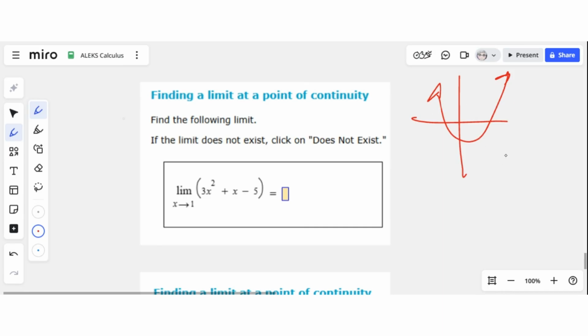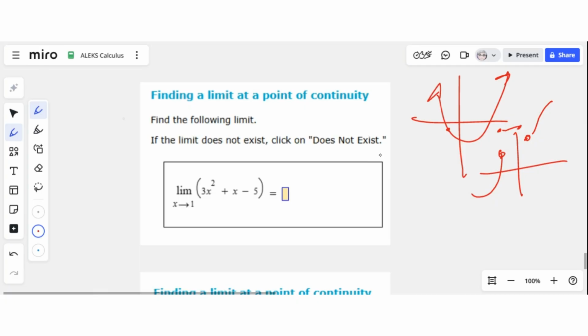A discontinuous function would maybe look like this and then break and then start up over here and so forth, and maybe be like this. So there's no sudden jumps or breaks. That's what a continuous function is. And in these problems, we're trying to estimate or find the limits at a point that is a point of continuity. So it's somewhere on here where the function is continuous.